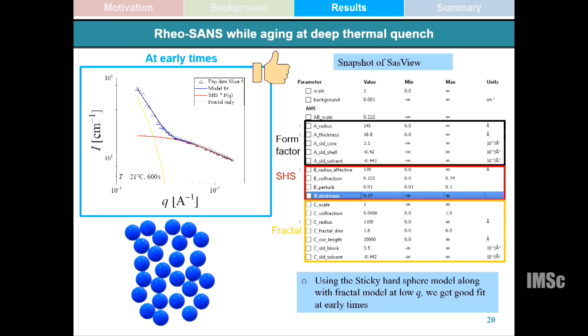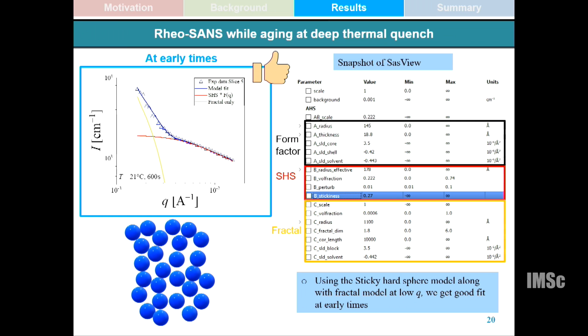We then use the structure factor, which is of sticky hard sphere in nature, and we get a parameter which is stickiness. Stickiness is the same parameter as tau, which was on the vertical axis of the phase diagram. And lastly, we also add a small fractal model to it. If we use only the form factor and the sticky hard sphere model, we get the red curve over here.